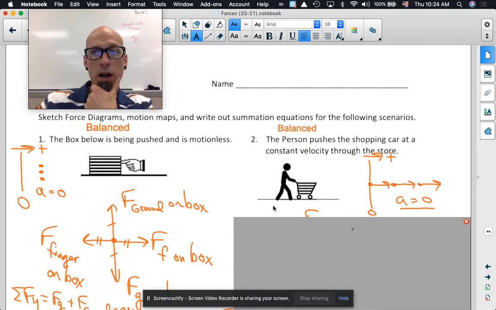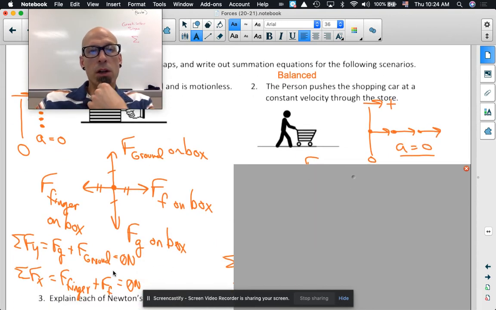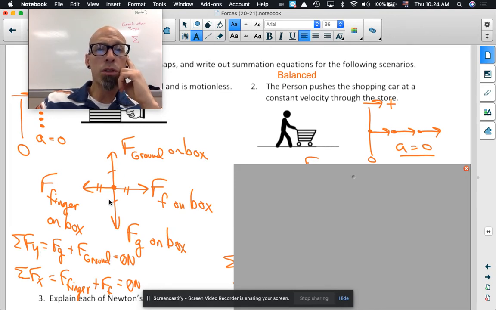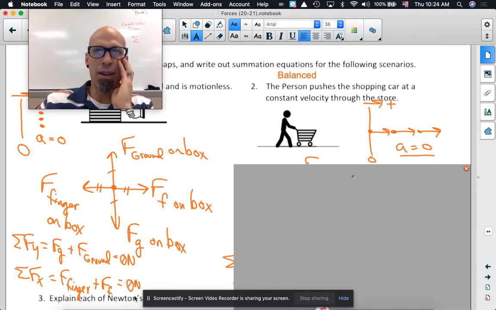Now, on the other side, the cart. Well, I guess we'll just look at the summations here. The summation equations you were supposed to also write out. Since we have balanced forces up and down, and balanced forces right and left, everything is going to sum to 0. Force of gravity plus force of ground equals nothing. Force of finger plus force of friction equals nothing, because we have balance. Balance vertically, balance horizontally. Everything has to sum to 0, no net force.